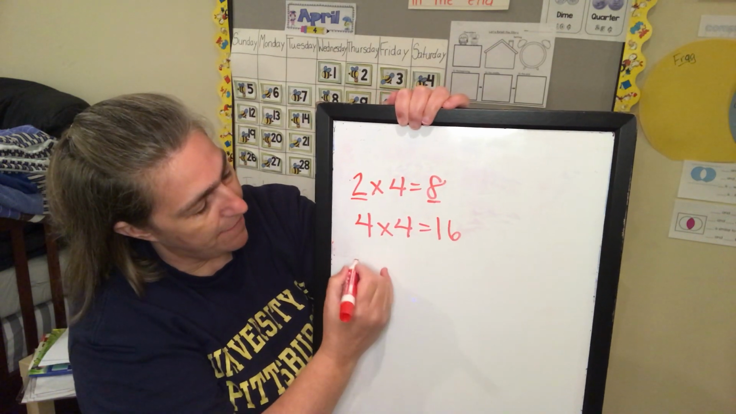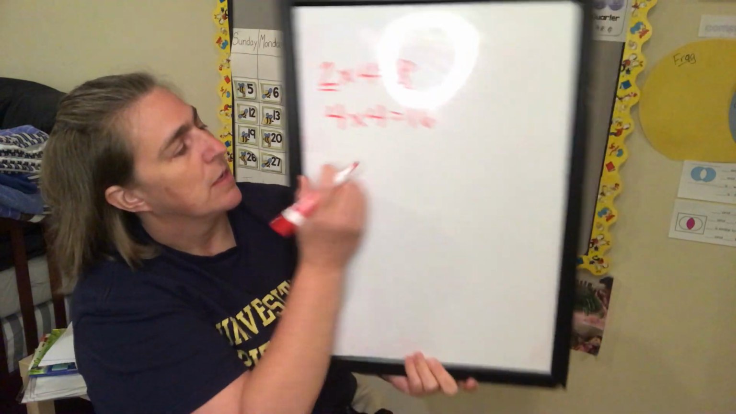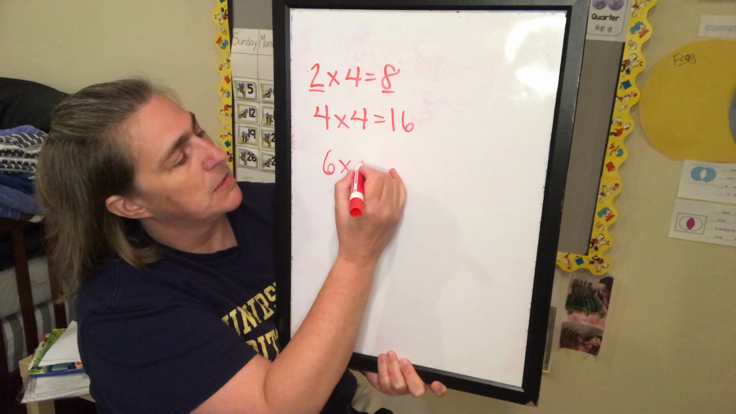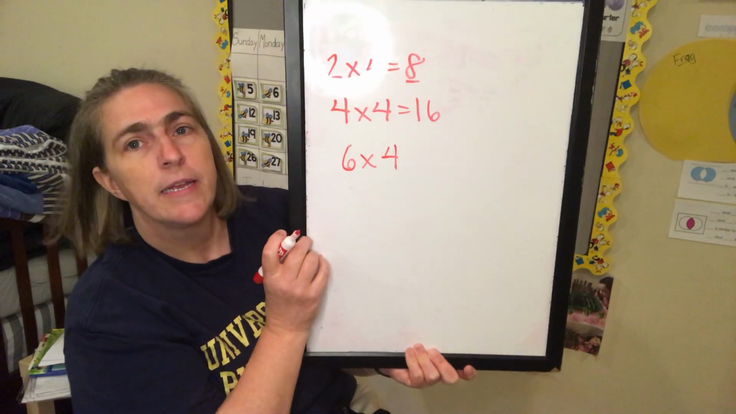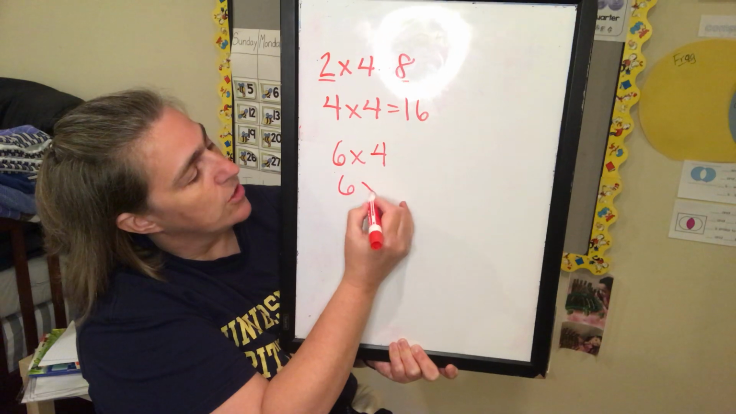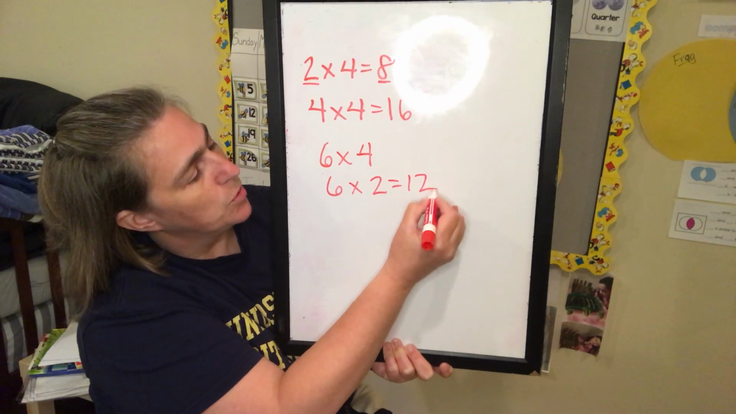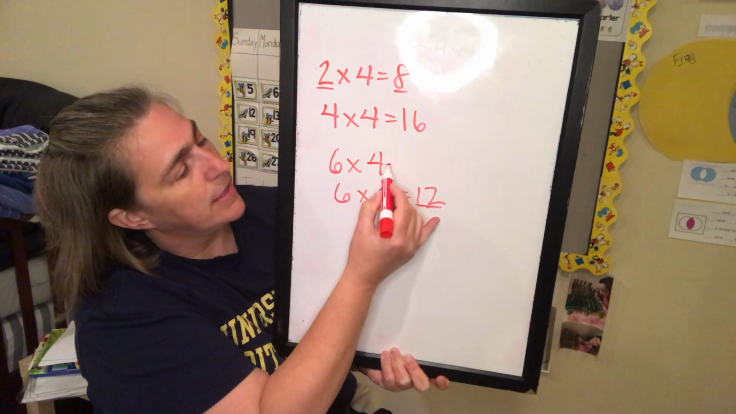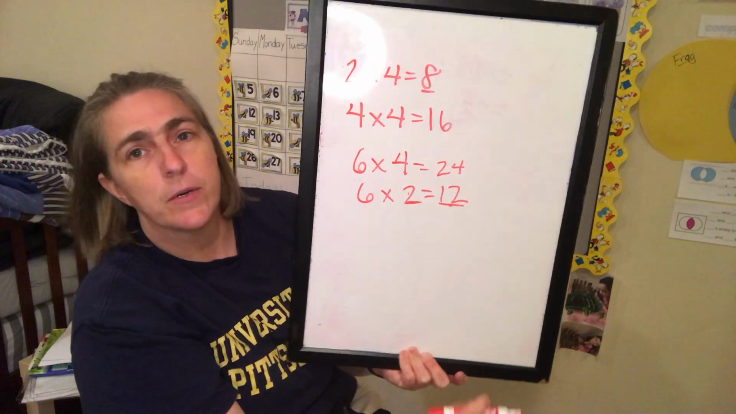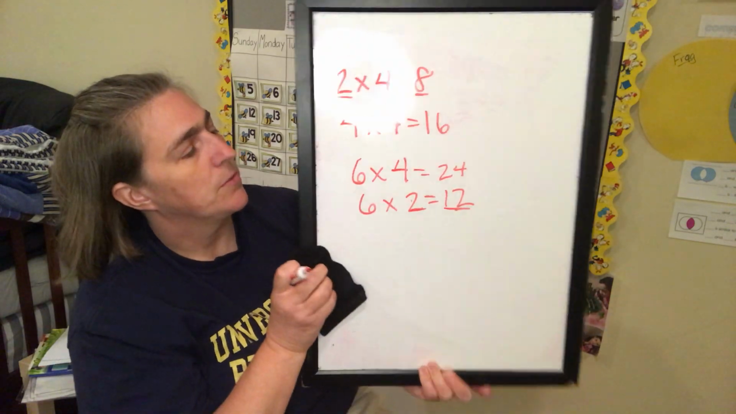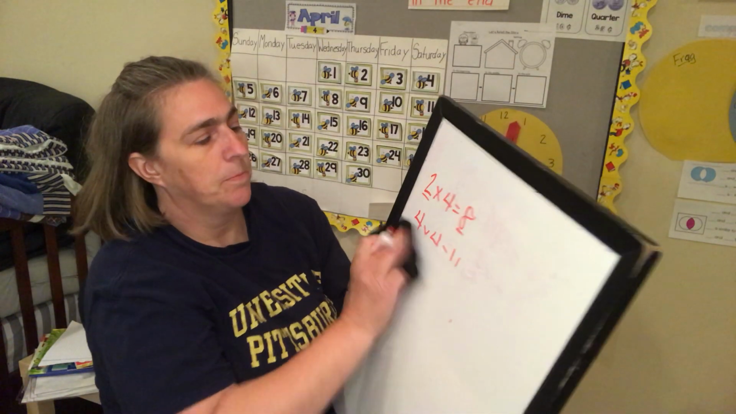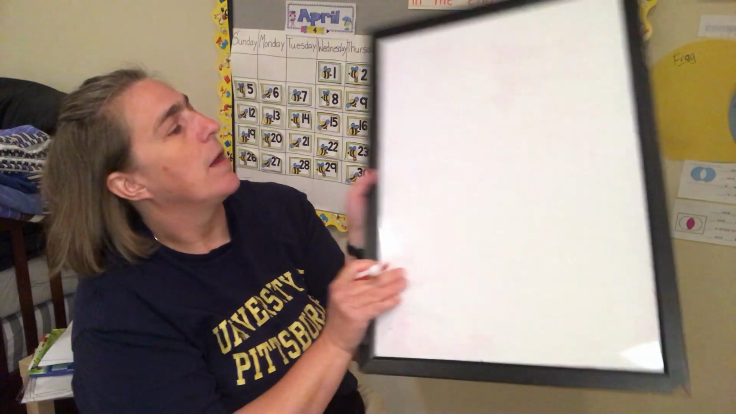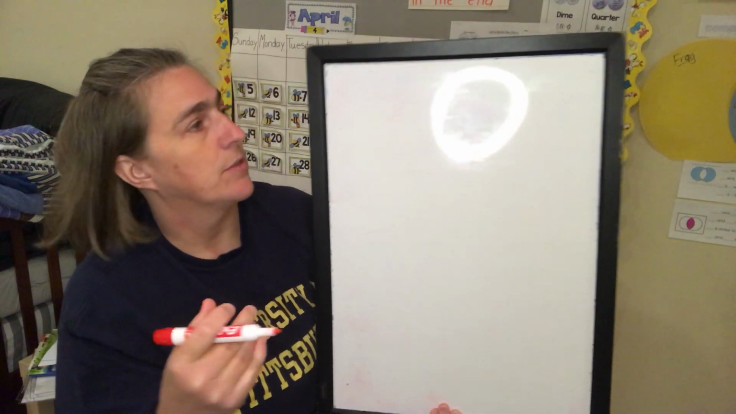Same thing if I have the fact of 6 times 4, and I don't know 6 times 4, but I do know 6 times 2. If I double my factor, I double my product, so that would be 24. A lot of the kids will use this as they're building their derived facts, and then as they memorize their derived facts.